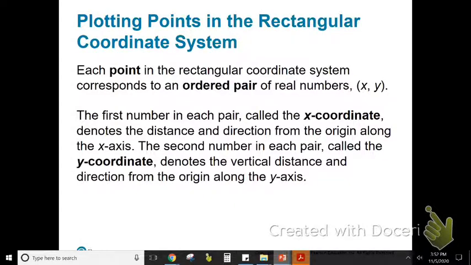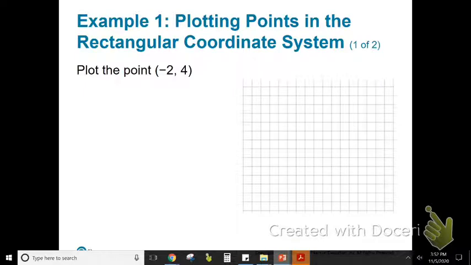Each point in the rectangular coordinate system corresponds to an ordered pair of real numbers x and y. The first number in each pair, called the x-coordinate, denotes the distance and direction from the origin along the x-axis. The second number in each pair, called the y-coordinate, denotes the vertical distance and the direction from the origin along the y-axis. And so it asks us here to plot the point -2, 4.